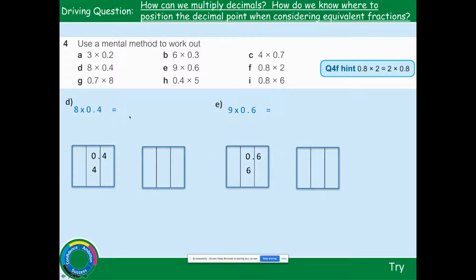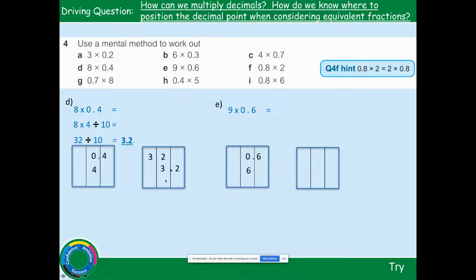So D, 8 times 0.4, I'm going to multiply by 10 to get a whole number. Remember to divide by 10 when you've done that. So 0.4 times 10 is 4. So 8 times 4 is 32, but then I need to divide that by 10. Dividing, I'm getting a smaller number. We're going to move one place over. So my answer is 3.2.